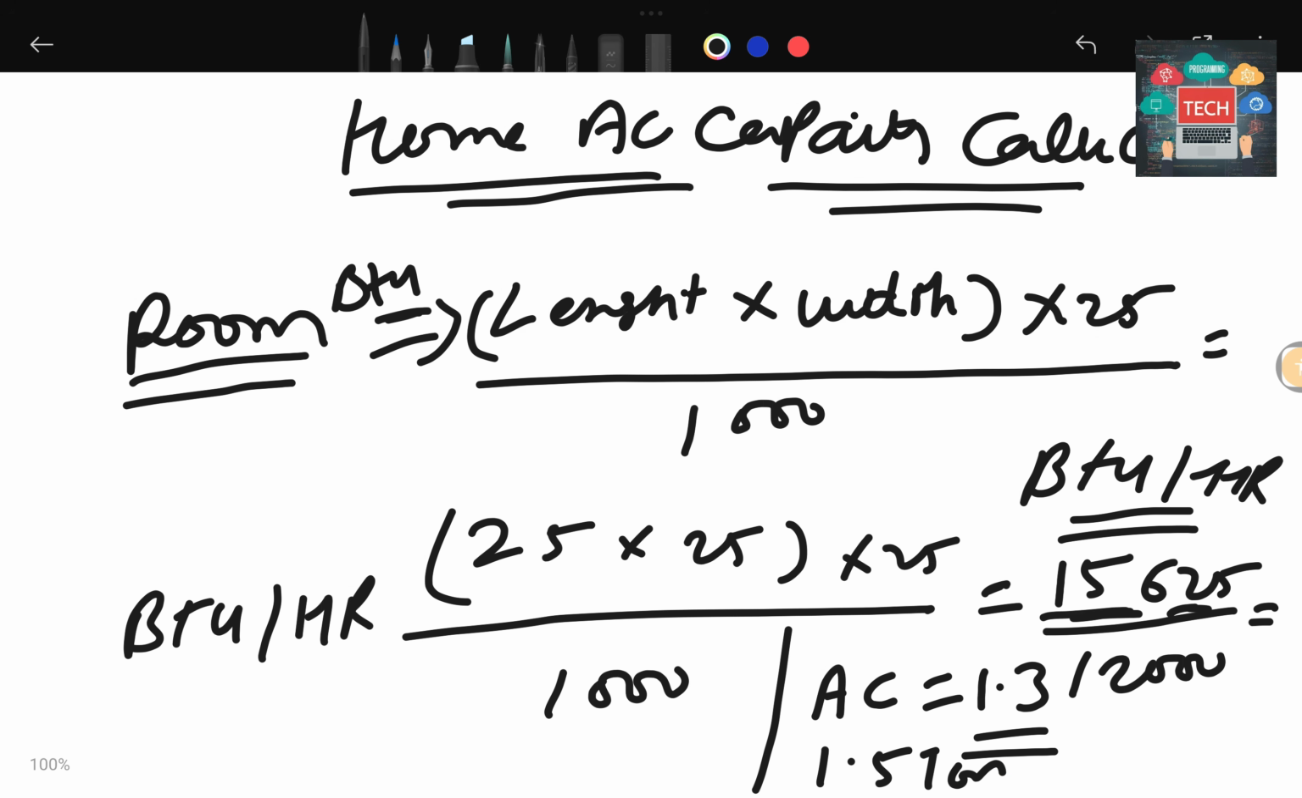If you want to calculate how much AC capacity is required in your room, this is the formula you can use at home. The room BTU is equal to length into width into 25 divided by 1000. It will give the BTU hours produced in your room, and then you divide that by 12,000. Then your AC requirement is about 1.3 ton, but 1.5 ton nearby. So there are two formulas. I hope this video is clear to you, how it is calculated in the data center and how you can calculate it for your personal room at home.